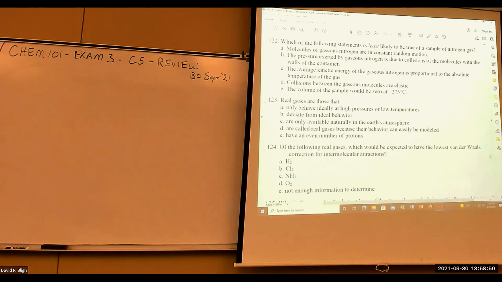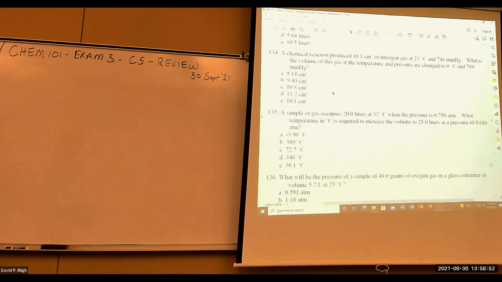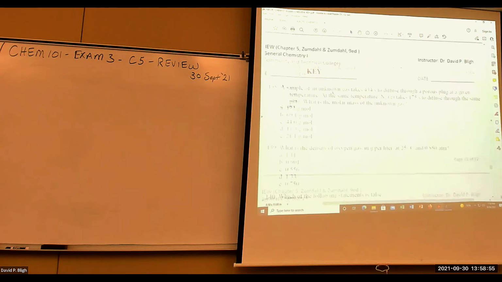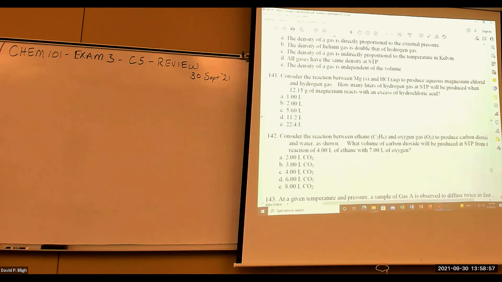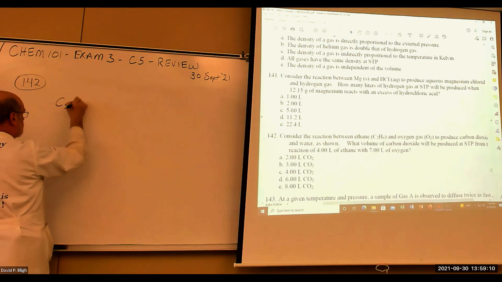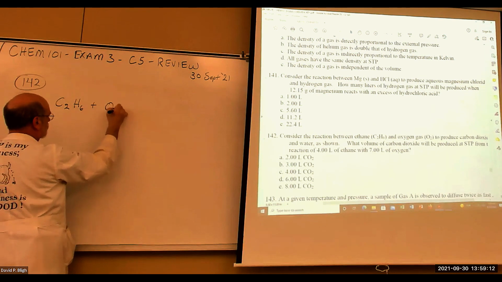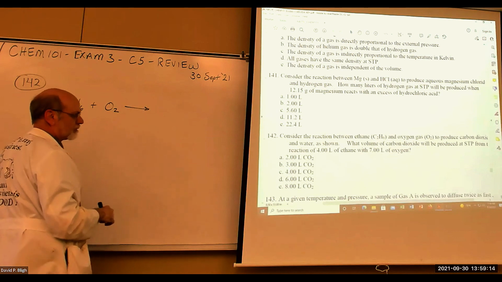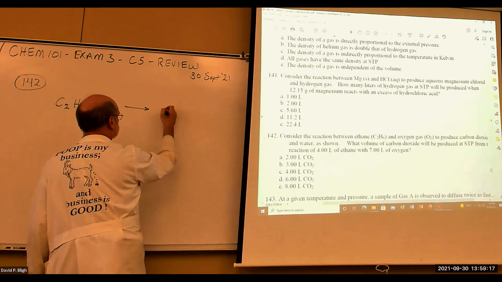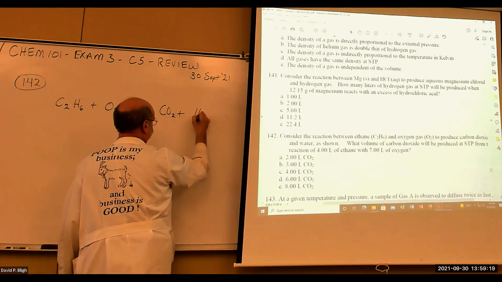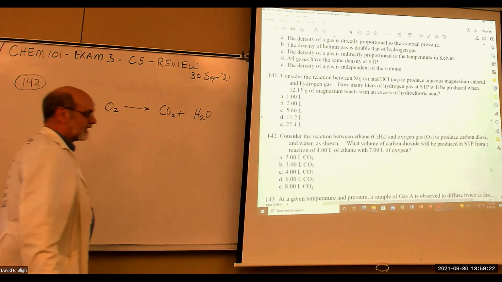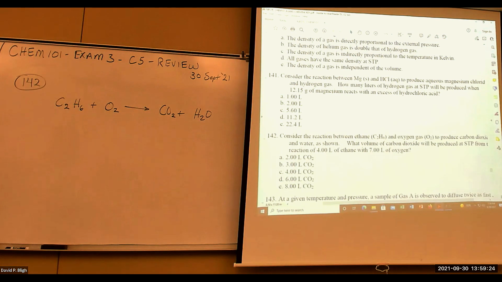How about 142? We haven't done too much with reactions. 142. Reaction between ethane and oxygen to produce carbon dioxide and water. Let's see, are we going to need a balanced equation here?